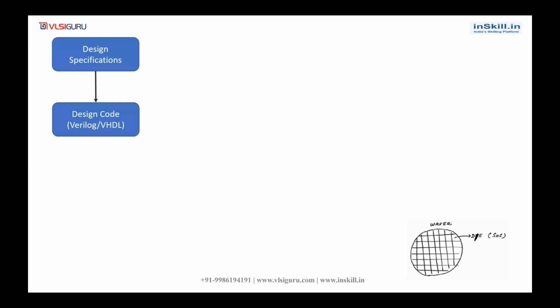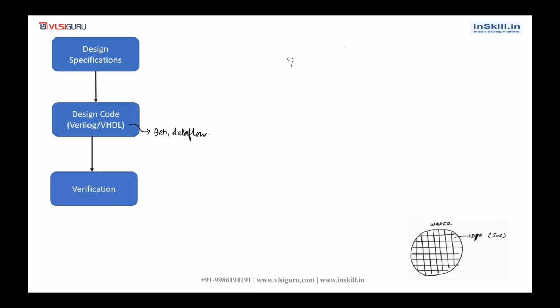After that, we have the design code stage. The design code of the chip will be written by the design team. They describe the functionality of the chip and write the design code, which will be in a behavioral or data flow level model form.